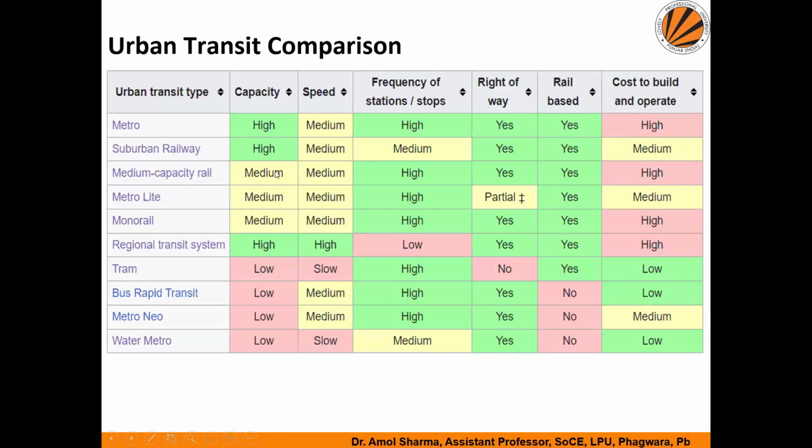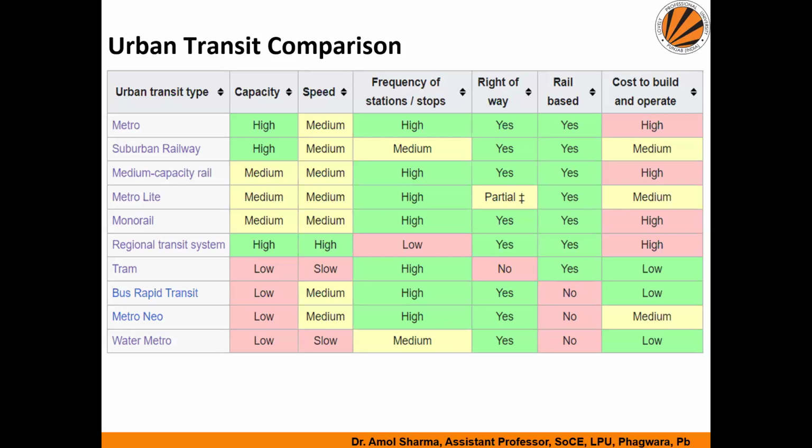We know that one of the highest capacity urban transit systems are the metro and Mumbai Suburban Railway. Both of these systems, also known as heavy rail transit systems, operate with maximum capacity. That means the passengers carried per day is maximum for these two kinds of transit systems, whereas the number of stops or the frequency of these are also from medium to high.